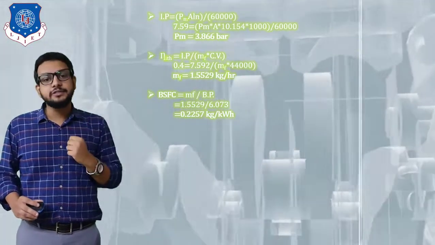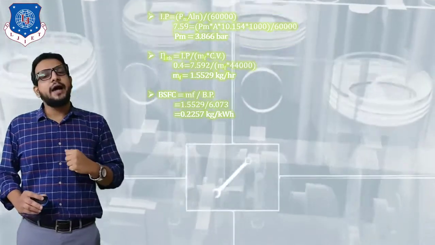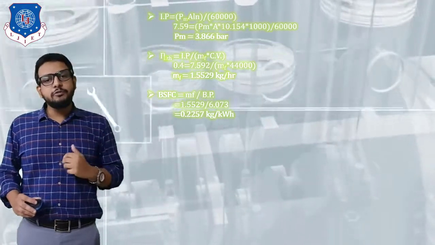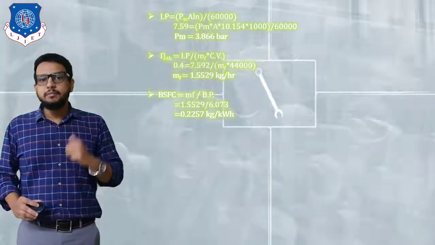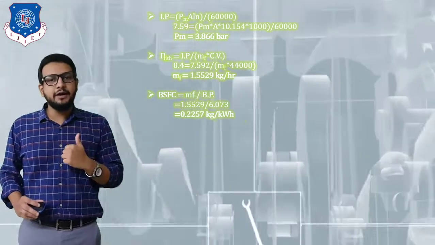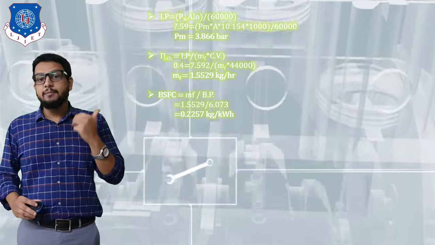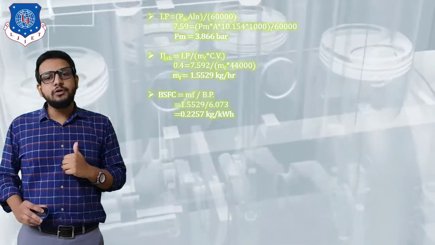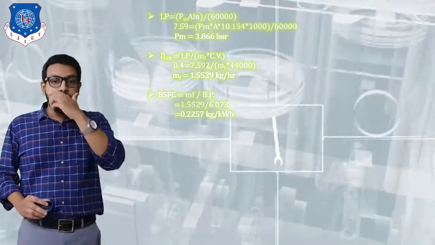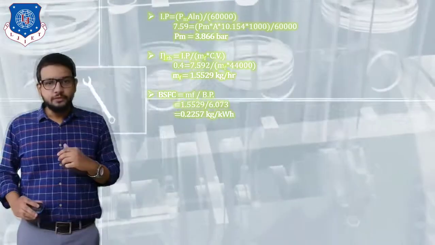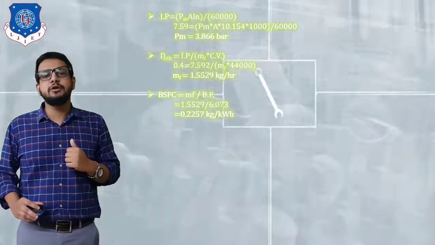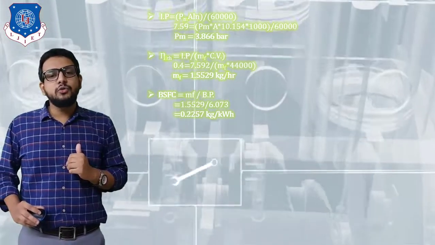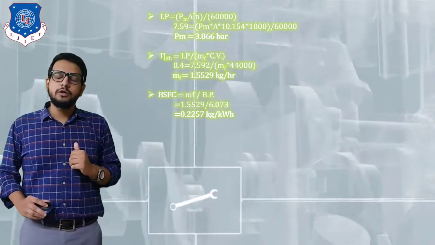What is the formula of eta ITH? Eta ITH is equal to IP upon mF into CV. Now see carefully, in this equation what is unknown? mF is unknown. Eta ITH is given, IP we have calculated, and CV is also given. So the unknown mF we can determine using this equation. After substituting all the values, we get mF is equal to 1.5529 kg per hour. Now we can directly substitute in our equation of BSFC is equal to mF upon BP. So our final answer for brake specific fuel consumption is 0.2257 kg per kilowatt hour.